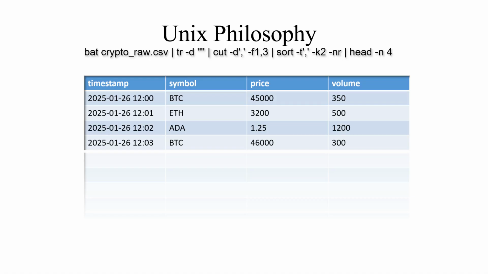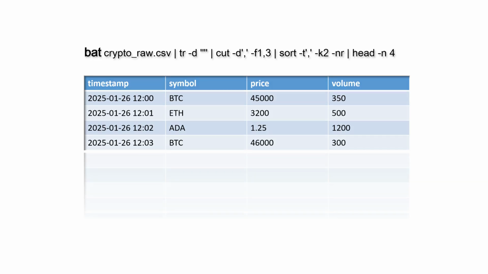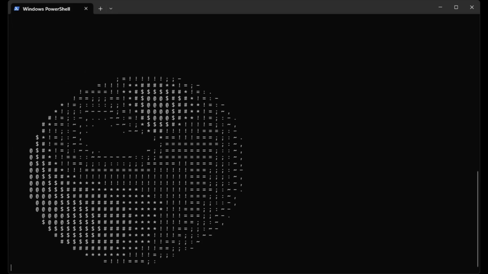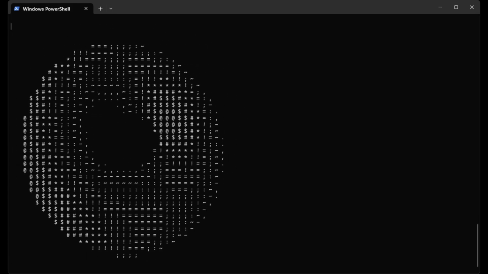Unix Philosophy in action. Want to see the Unix Philosophy in action? Here's a quick example of processing cryptocurrency market data using just one command. What's happening here? Bat. Reads the file with syntax highlighting. tr. Removes quotes from the data. Cut. Extracts specific columns, like names and market caps. Sort. Orders the data by market cap, highest first. Head. Shows the top 4 results. All in one go. No Python or extra libraries required. It's fast, efficient, and highlights the power of the command line.